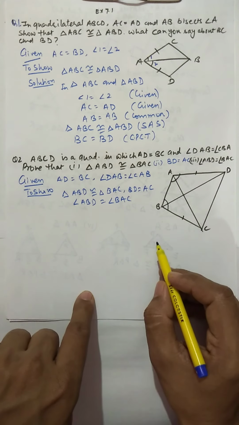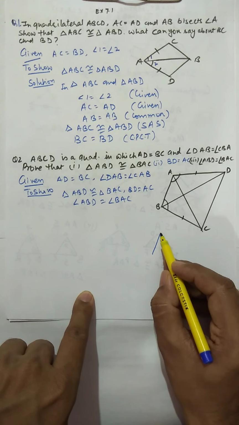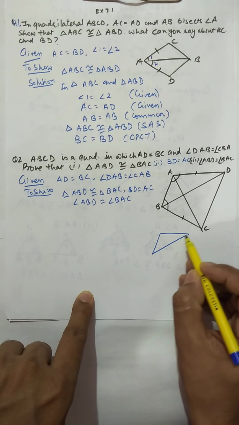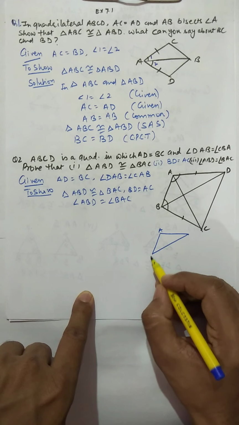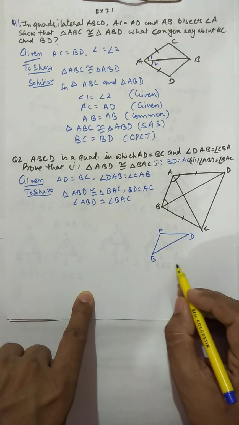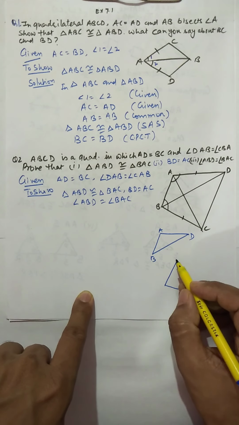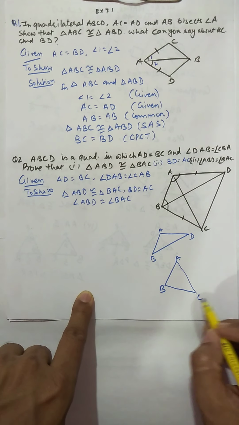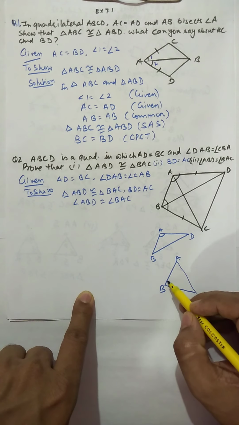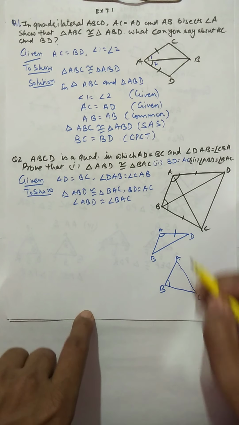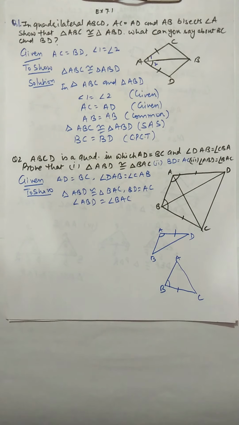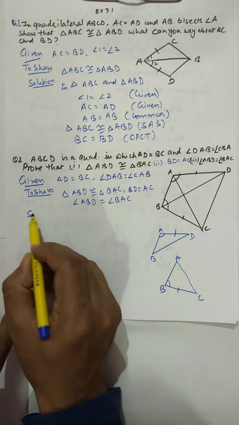So now if you consider these two triangles, I am just making the figure here like this, this is A, this is B, this is D, and another triangle, this is A, this is B, this is C. So it's given this angle and this angle, they both are equal, this AD and this BC, they are also equal. So now we have to show that they are congruent, so we write the solution.